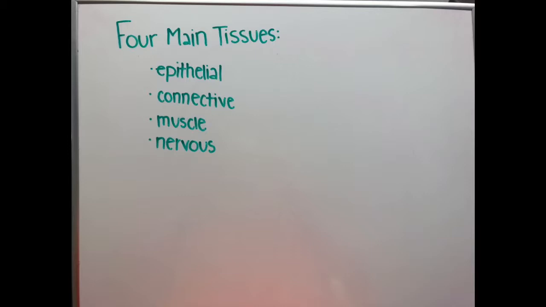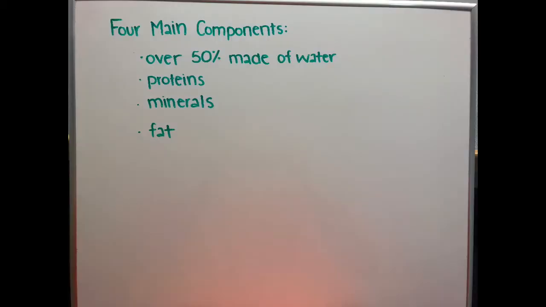There are four main types of tissues in the body. These are the epithelial, or the skin and the glands, the connective, which is cartilage and bone, the muscle, and then the nervous tissues. It's also important to understand the components that make up the body.